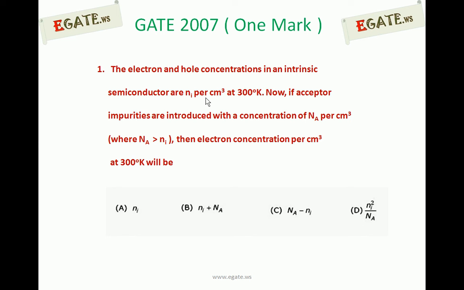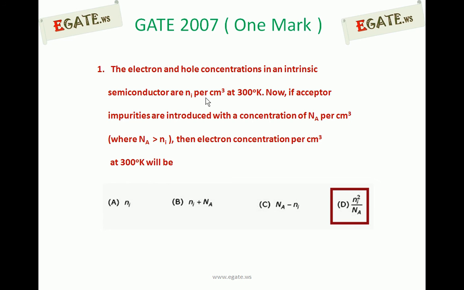Electron and hole concentrations of an intrinsic semiconductor are given, which is nothing but Ni at room temperature, and if acceptors, that is Na, are added, then the electron concentration at room temperature will be, the correct answer for this one is D, Ni square by Na.